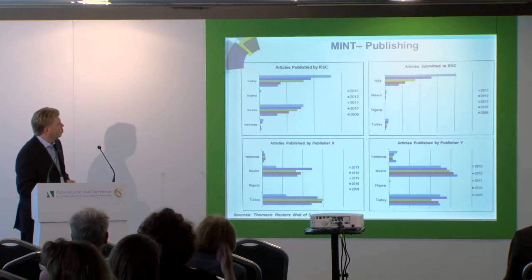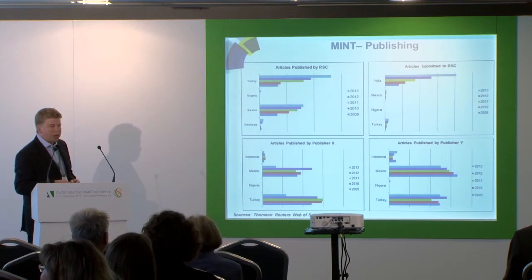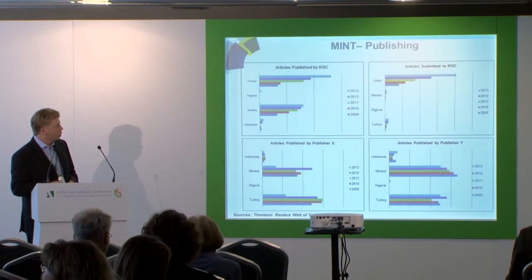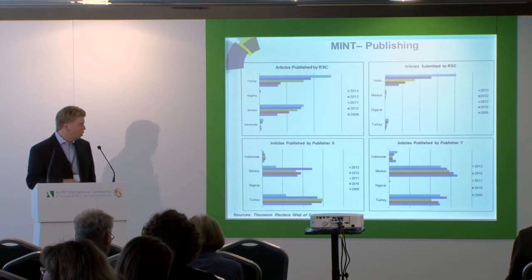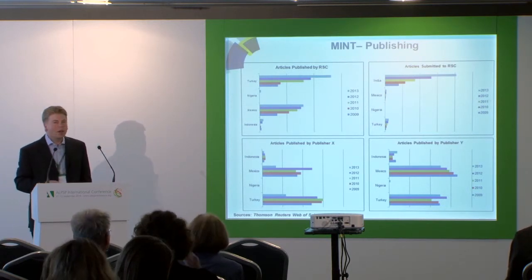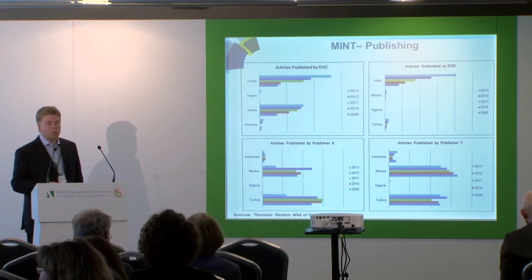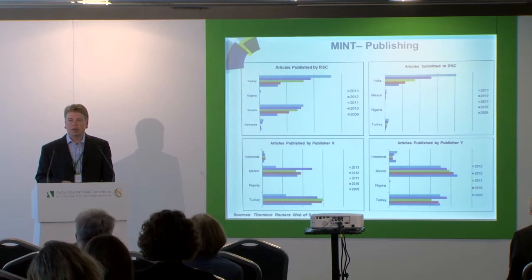Another example for the MINT countries in terms of publishing. Here's an output showing the articles published by RSC, relative proportions over time, and articles submitted to RSC, again over time from 2009 up to 2013. We do a lot of tracking of our competitors in regions as well. These are outputs from Publisher X and Publisher Y across those countries. This information is absolutely vital when we're looking at our commissioning in the region and the activities of our publishing.